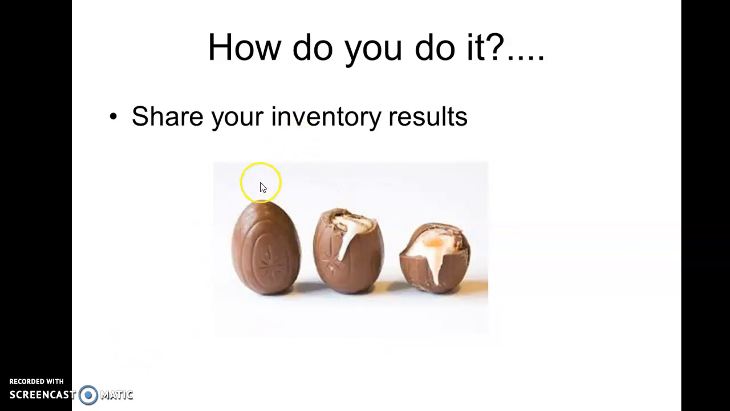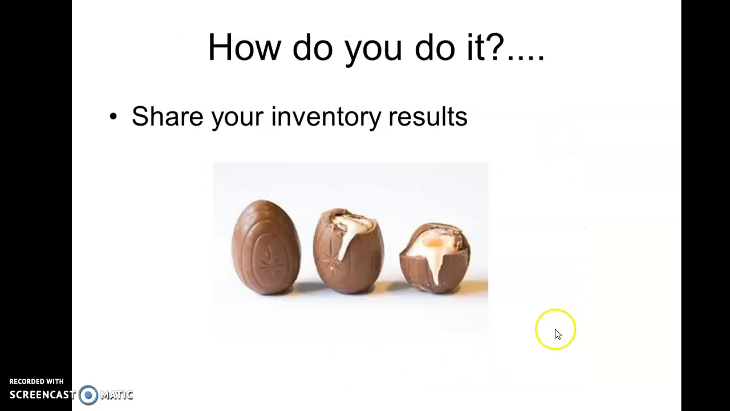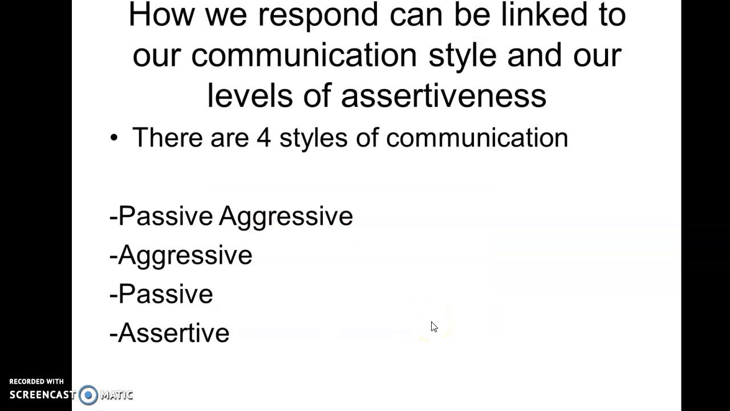So I'm going to send you an inventory test, and this inventory will help you discover how you deal with conflict. So it'll help you find whether you fit into the competing, collaborating, compromising, avoiding or accommodating. So once you've done that inventory, you'll have an idea as to how you deal with conflict. So how we respond to conflict can be linked to our communication style.